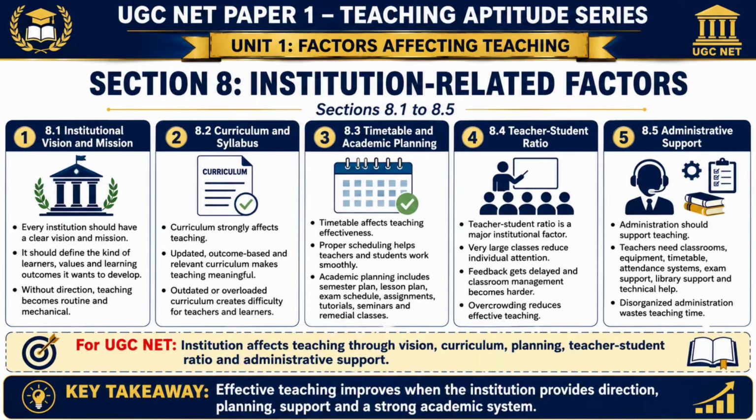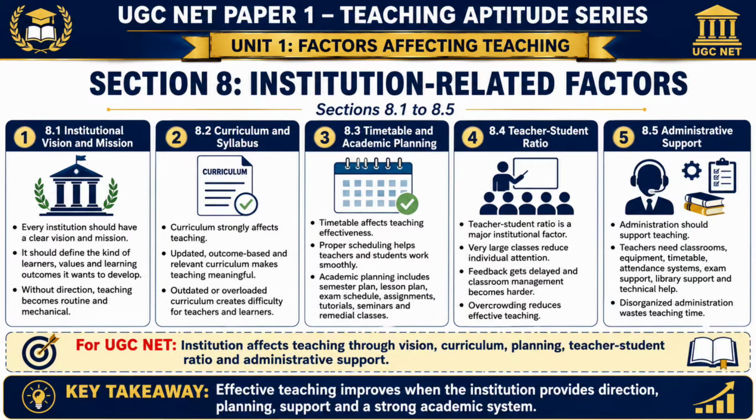Section 8. Institution-related factors. Now let us discuss the final factor, institution. An institution is not only a building, it is a system. It includes policies, administration, culture, curriculum, timetable, resources, leadership, evaluation system, teacher support, student support, and academic values. Even a good teacher may struggle in a weak institution. A supportive institution can improve teaching quality.